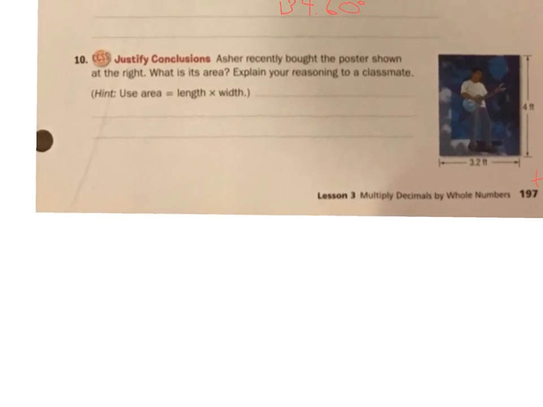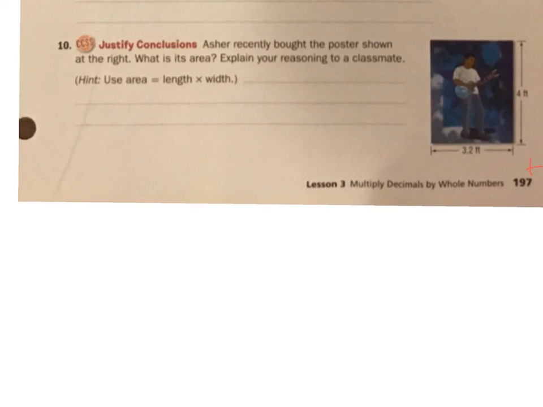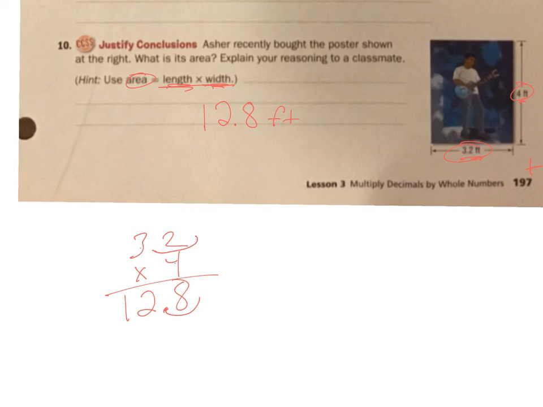Move this up a little bit more. It gives me some workspace at the bottom. Asher recently bought the poster shown at the right. What is the area? Explain your reasoning. Now the area is length times width. The length times width would be 4 times 3.2. 3.2 times 4. That'll give me the area. Here's the formula. Length times width equals area. So, we can do this. 4 times 2 is 8. 4 times 3 is 12. I come out 1. I go in 1. So the area is 12.8. And you look at what it is. It's feet. So the area is 12.8 feet.